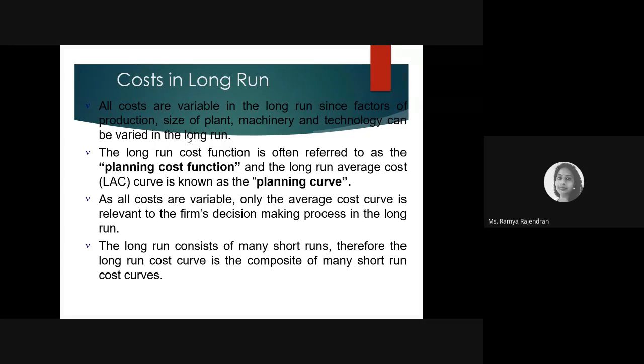But over a period of time, you might have to upgrade your technology, renovate your building, or replace your machinery. All these things will happen. So when you try to compute your long run cost, you have to really look into this cost and the long run function. This is otherwise called the planning cost function, and the curve is called the planning curve.